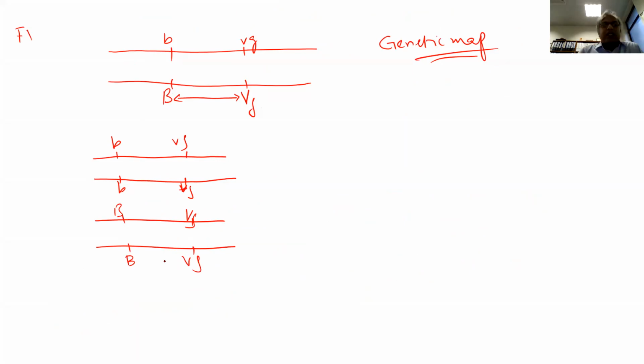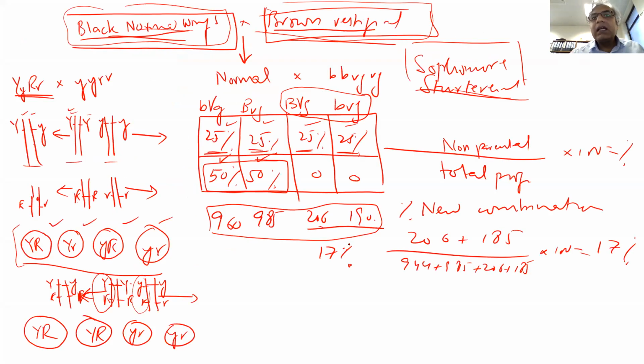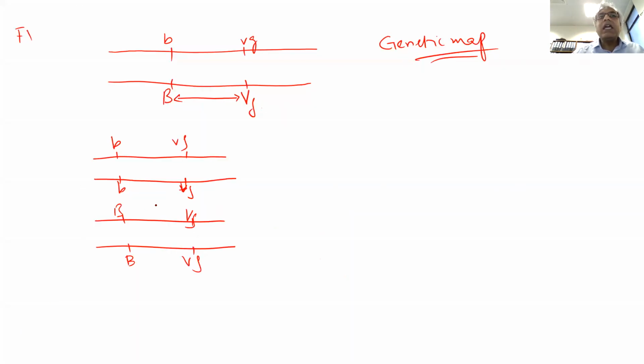So what Sturtevant suggested, that during meiosis, recombination is taking place, and this recombination is determining how much percentage of non-parental we will get. And this percentage is directly proportional to the physical distance between the two loci, two specific genes. Greater the distance between black and vestigial, higher the percentage of recombination or consequent non-parentals. Shorter the distance between black and vestigial, less recombination, consequently we'll have less number of non-parentals.